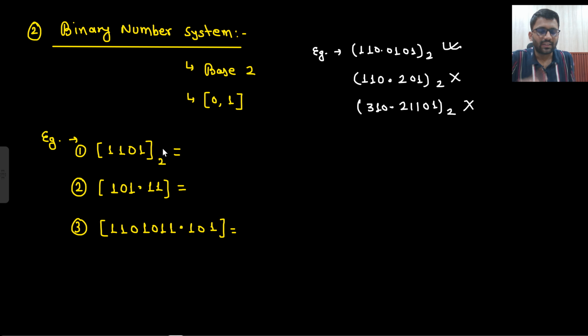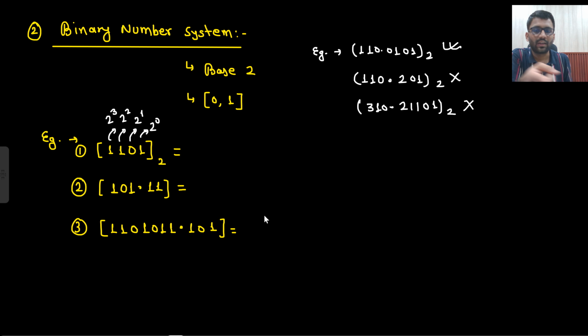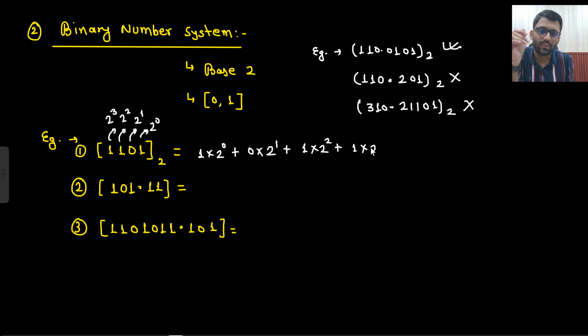Here as well the same thing is there. How can you write it? What is the place value of this? 2 to the power 0. What is the place value of this? 2 to the power 1. Then 2 to the power 2, and 2 to the power 3. Here the base was 10, that's why the place values were 10 to the power 0, 10 to the power 1, and so on. Here the base is 2, so these are the place values. So 1 into 2 to the power 0 plus 0 into 2 to the power 1 plus 1 into 2 to the power 2 plus 1 into 2 to the power 3.